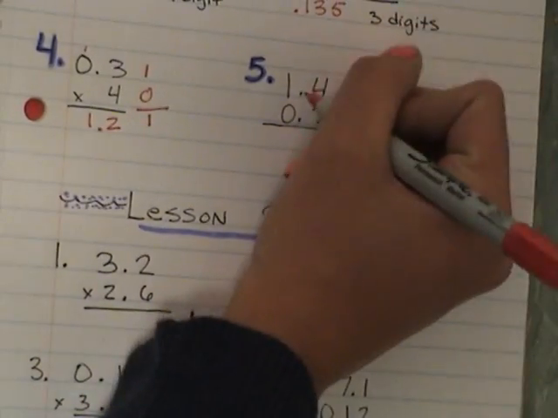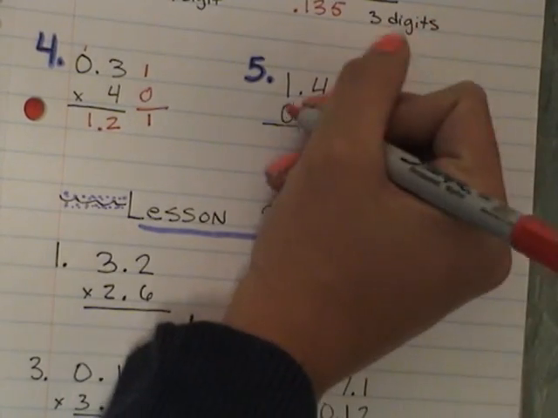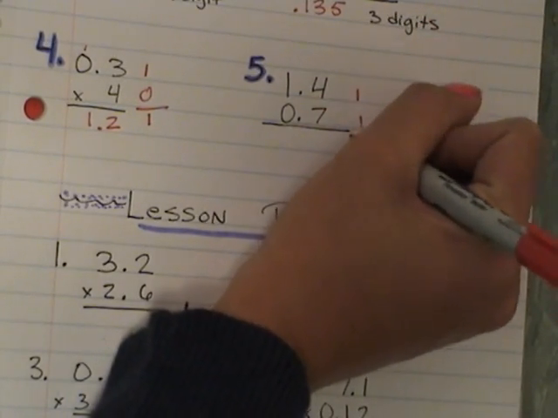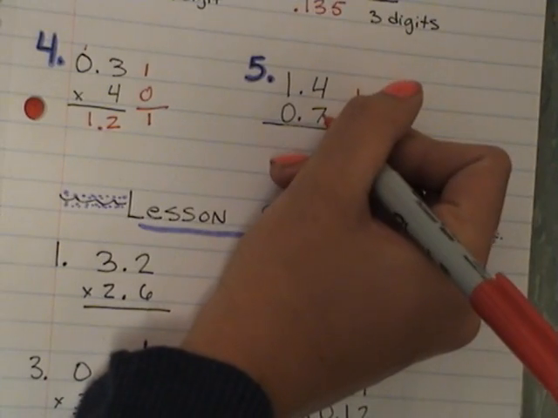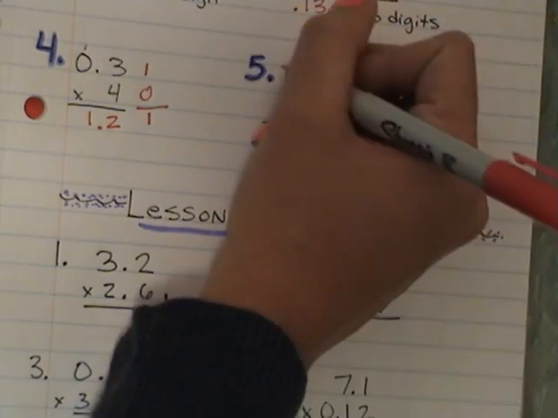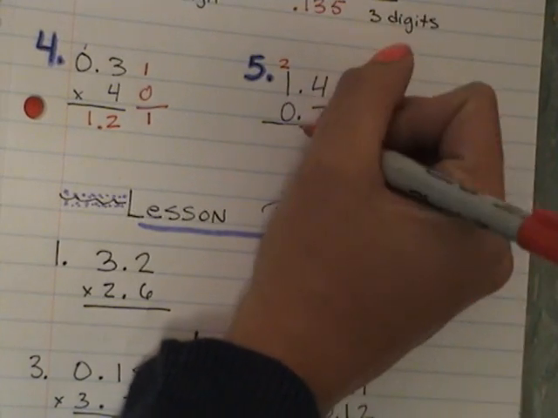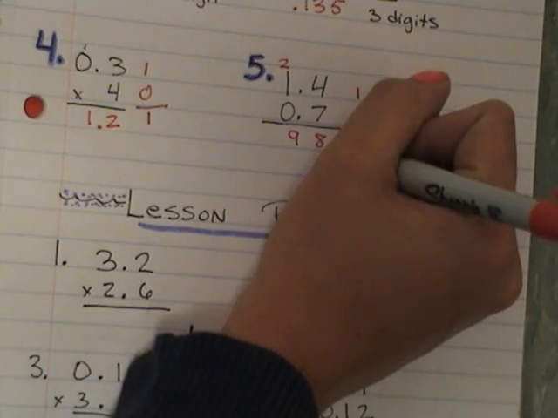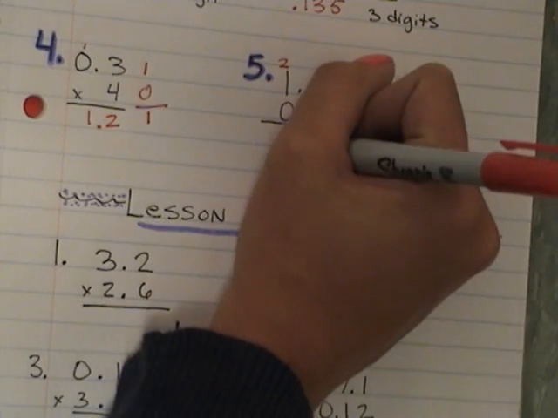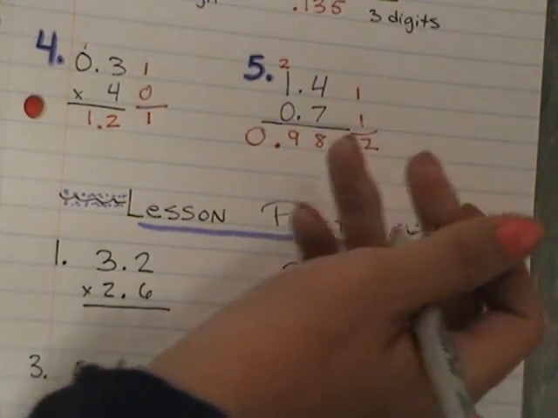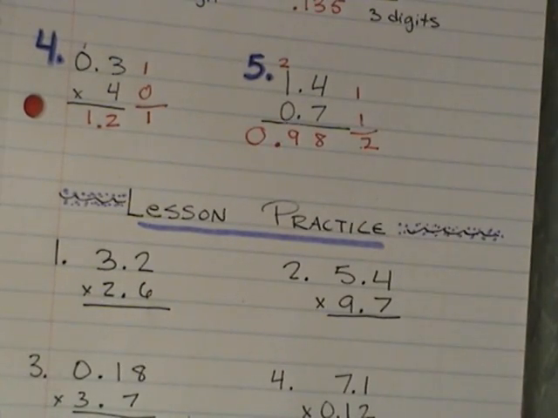Alright, and the last one. How many digits do I have behind this number? 1. And behind this one? 1. So my answer will have 2. 7 times 4, 28. 7 times 1 is 7, plus 2, 9. I have 2 digits I need to move. 1, 2, and I can always put my 0 in front of it to tell me that I have 0 whole numbers.